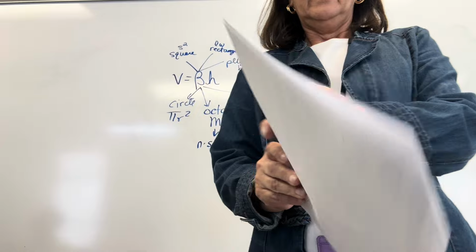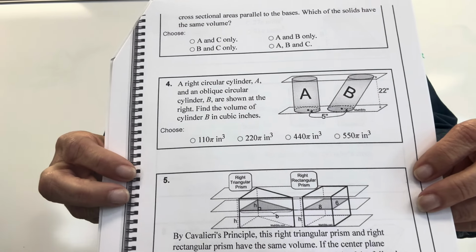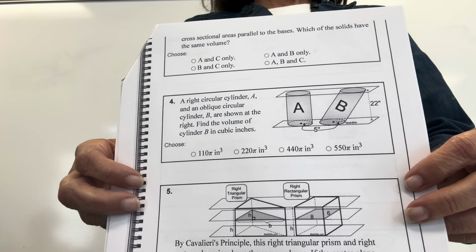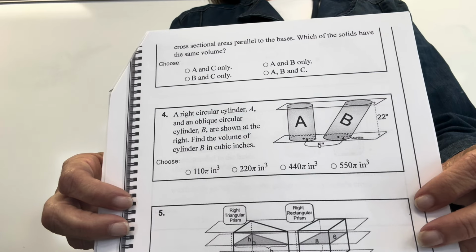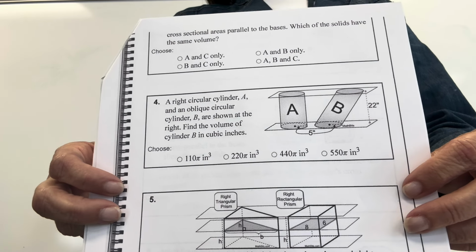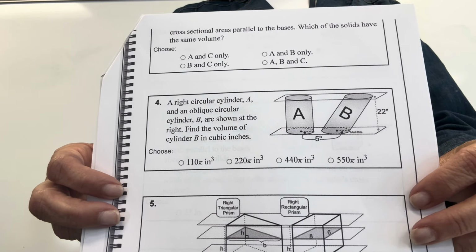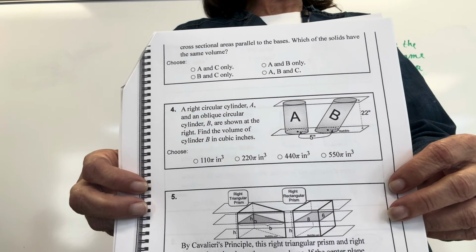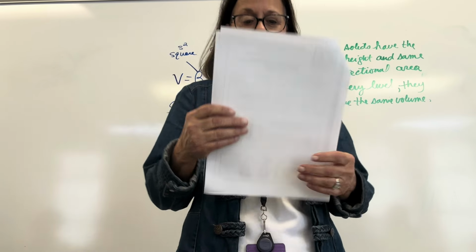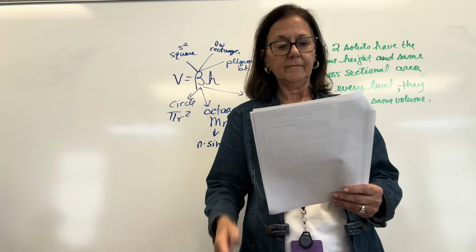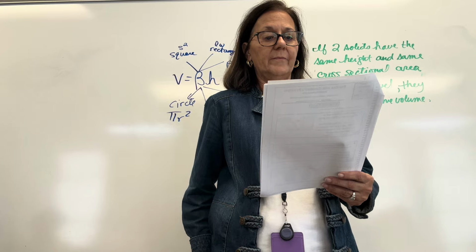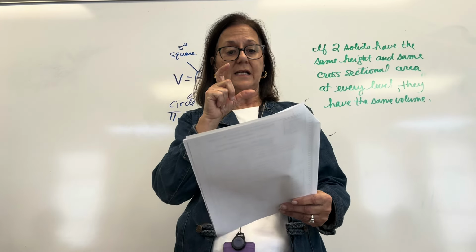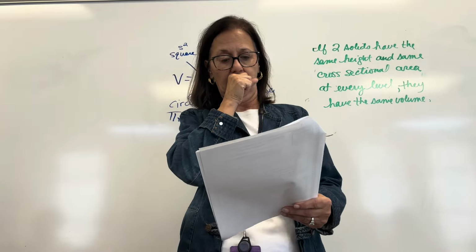All right. In number 4, we have 2 cylinders. A is more like a Coke can, right? B is more like the leaning tower. Yes, a squashed can. But they're both called cylinders when the bases are circles. They're not called prisms.